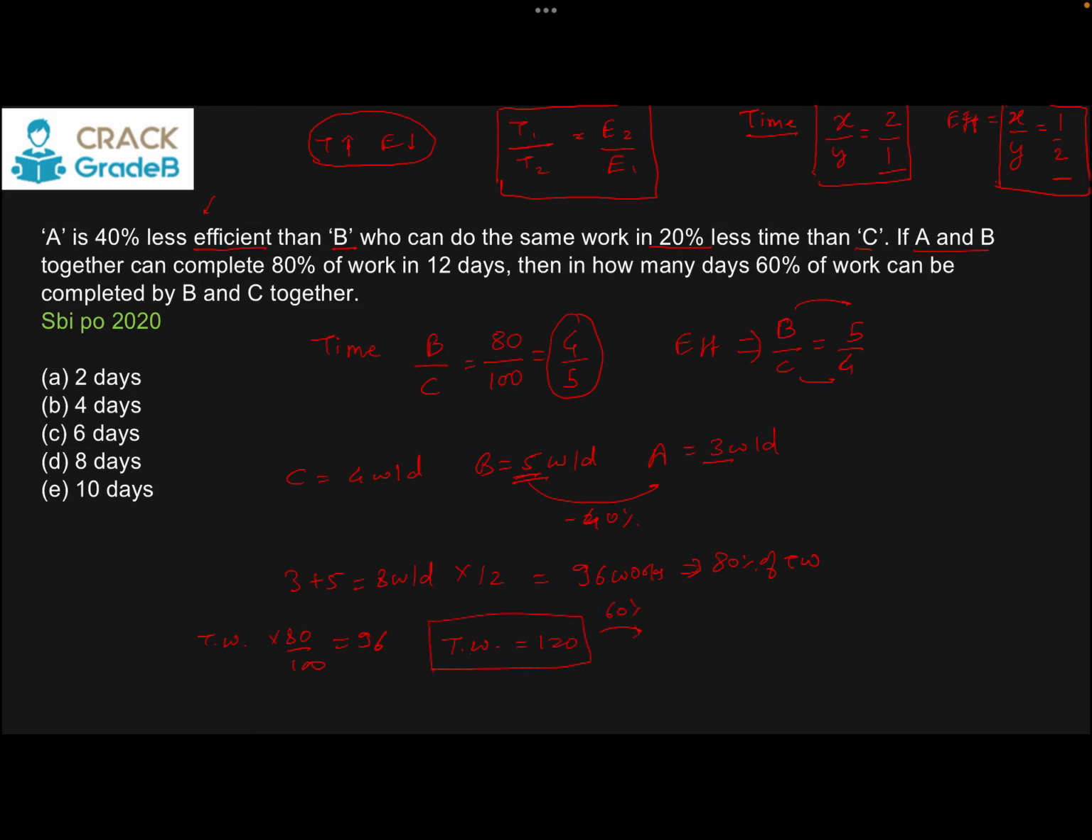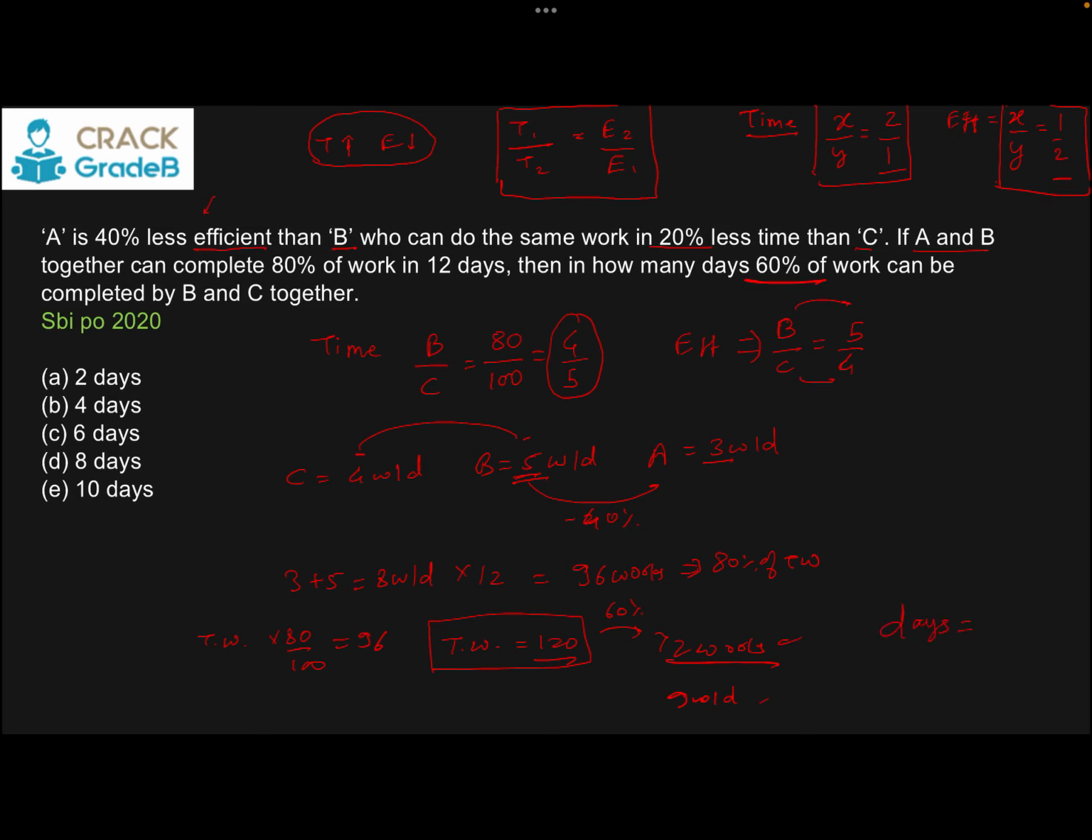And it's 60% we have to do now. 60% of the work we have to do. So 60% of 120 is 72. So now 72 works need to be done by B and C. So B does 5 works, C does 4 works per day. So every day 9 works are being done, and we have to finish 72 works.